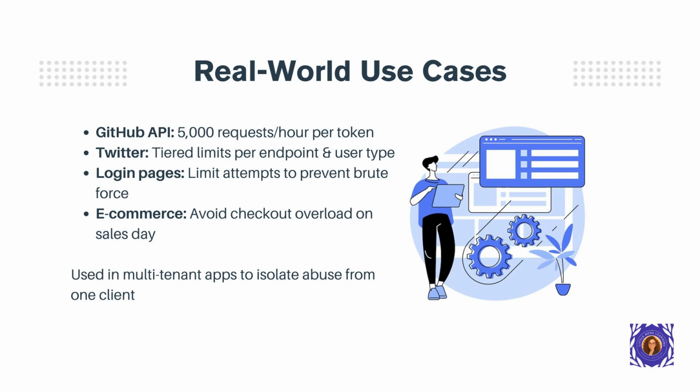Multi-tenant applications. In applications where multiple clients share the same infrastructure, rate limiting is crucial to isolate abuse from one client and prevent it from impacting the performance or availability for other, well-behaved clients. This ensures resource fairness across tenants.